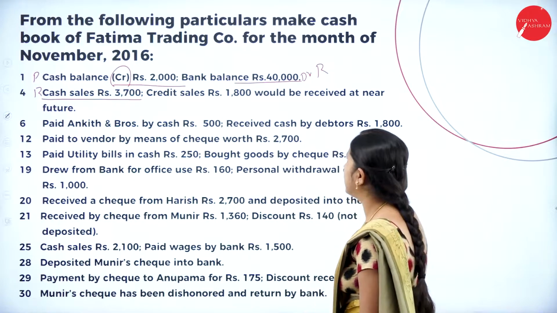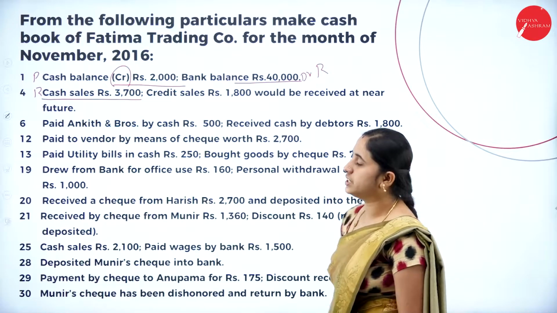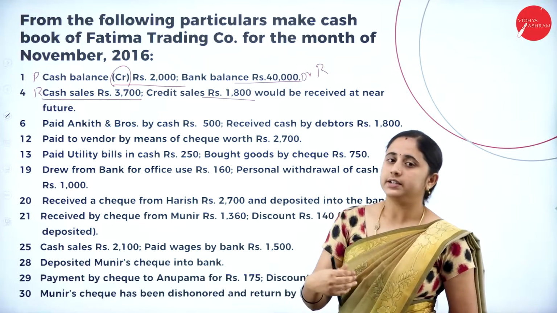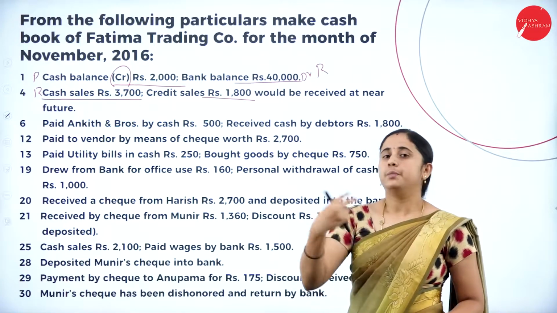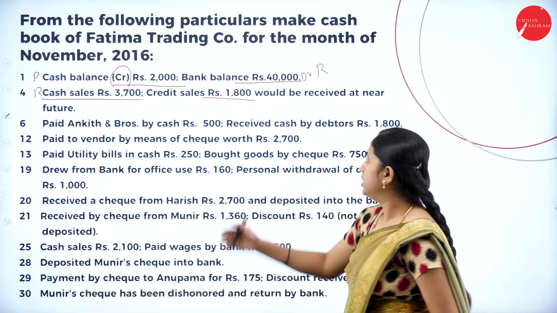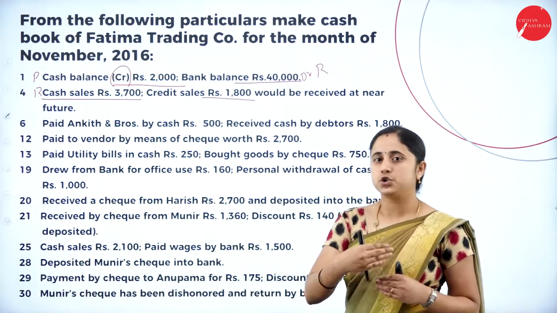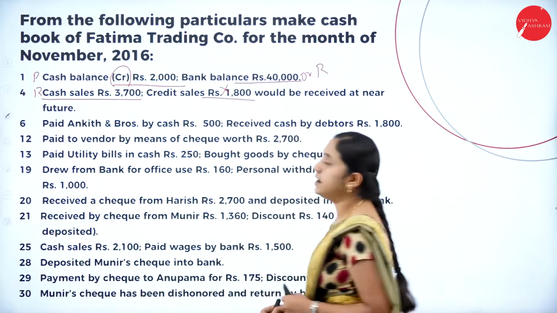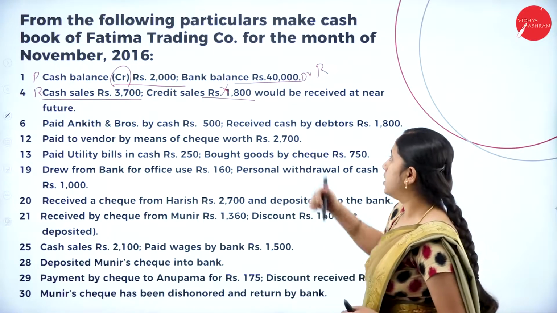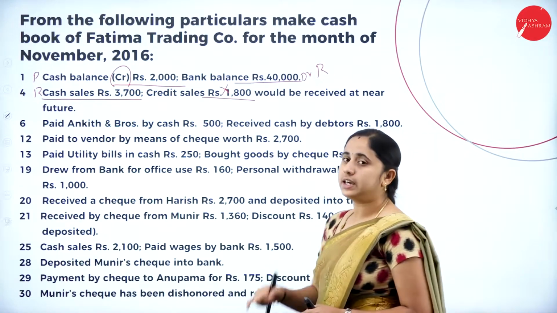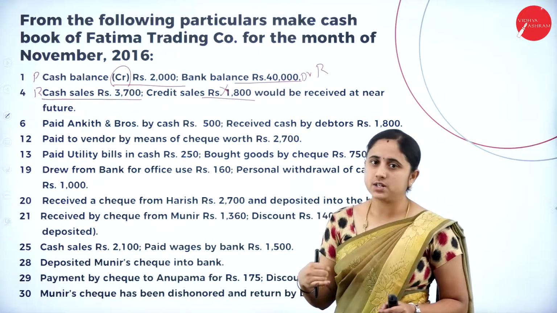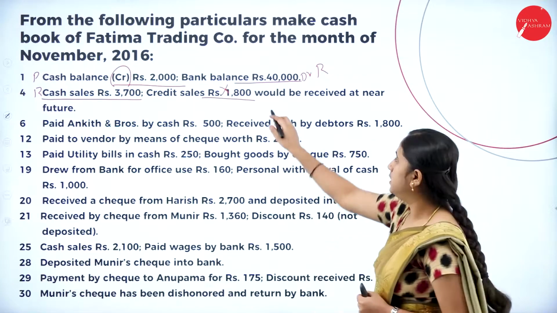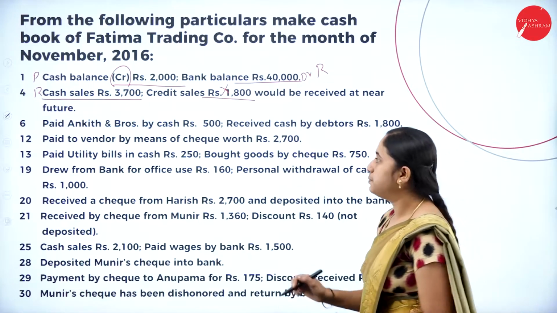And credit sale 1800 would be received in the near future. That means this credit sale you are not going to receive at present. At the time of sale you are not going to receive any money, but you are going to receive in the near future. So here no cash coming in or going out, no cash transaction at present. So we will not consider this 1800. After receiving the money, you will record this 1800 in cash book. In cash book, you will record only after the transaction has taken place. That means either cash should come in or cash goes out. We will not consider this 1800 at present.